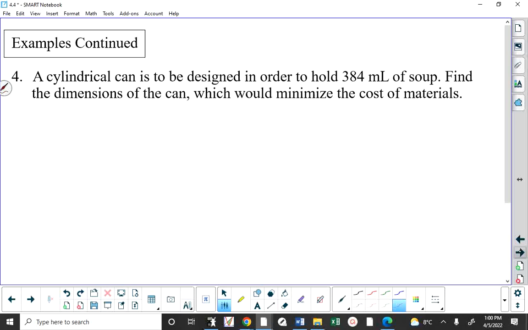So we have 2 more examples to go, number 4 and number 5. Number 4 says that we have a cylindrical can that's going to hold 384 milliliters of soup. This question is very, very closely connected to your assignment 4B. But it's a little bit different, and I'll tell you why when the time is right. Find the dimensions of the can that would minimize the cost of materials.